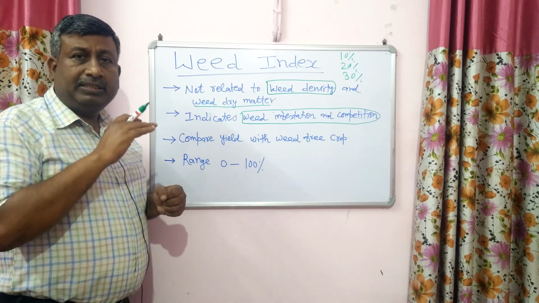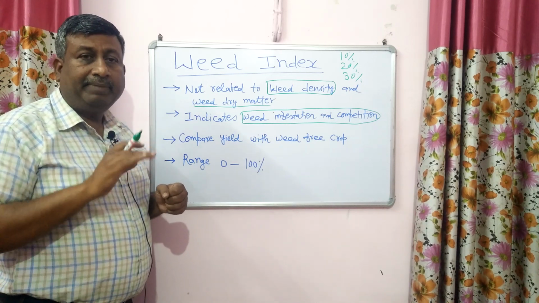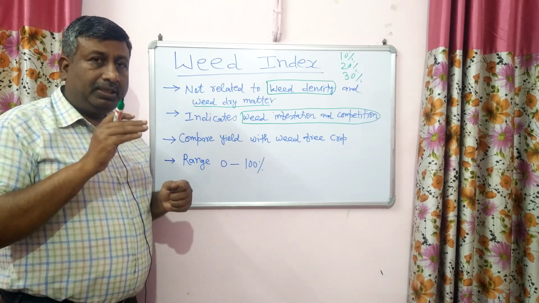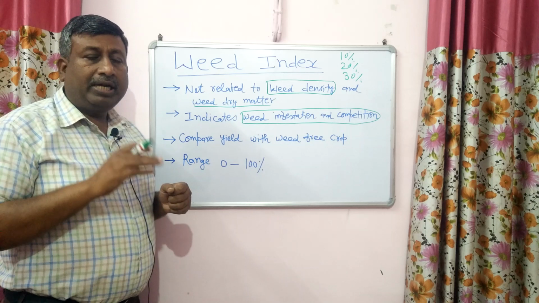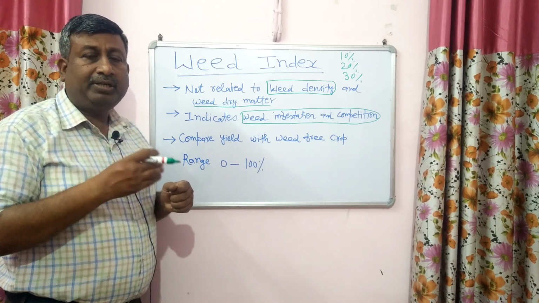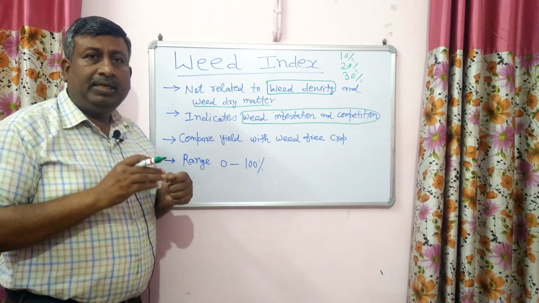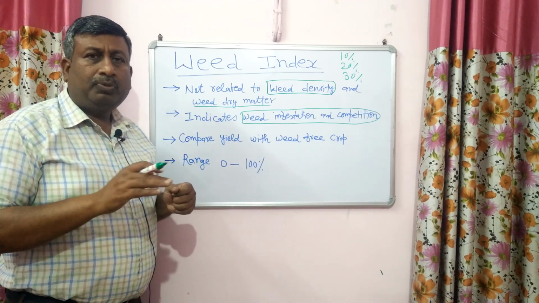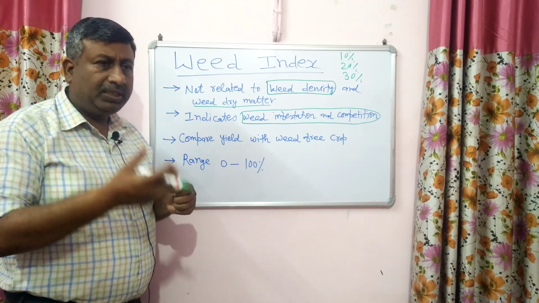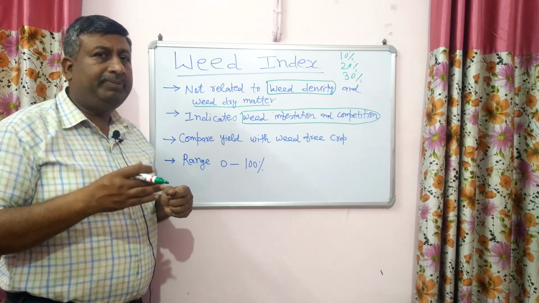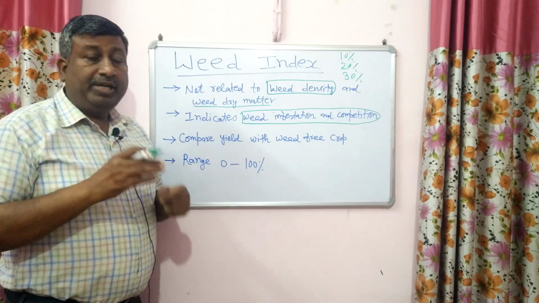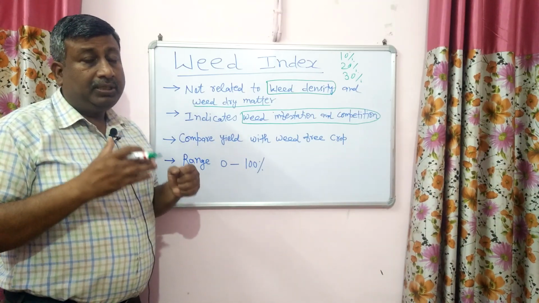This weed index is not calculated with the help of weed dry matter or weed population. So there is no need of weed density. If we want to calculate weed index, then there is no need of weed density or weed dry matter or weed population. अगर हमको weed index calculate करनी है तो हमको weed dry matter की जरूरत नहीं होती है, weed population की जरूरत नहीं होती है, या कितने नंबर ऑफ weeds पर यूनिट एरिया है, पर स्क्वायर मीटर है, इसकी जरूरत नहीं होती है. But with the help of weed index value, we can make idea about the competition.